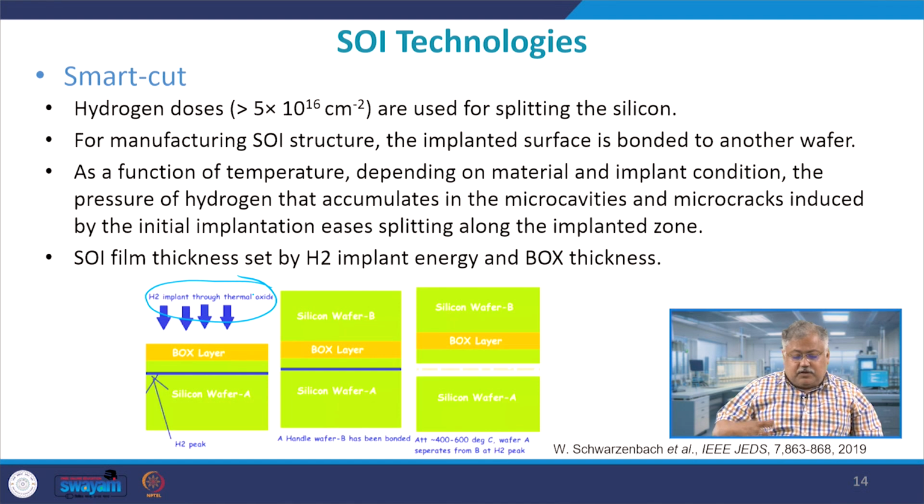Now as the pressure of the hydrogen goes on accumulating, the micro cracks and micro cavities which were induced by the initial implanting of oxygen easily split out along the implanted zone. So wherever in the implanted zone you have those oxide layers tending to break up, these high pressure hydrogen atoms tend to crack those and they form this layer. This hydrogen peak sits at this particular location and then tries to break the two apart, so that they are separated out in the SOI technology.